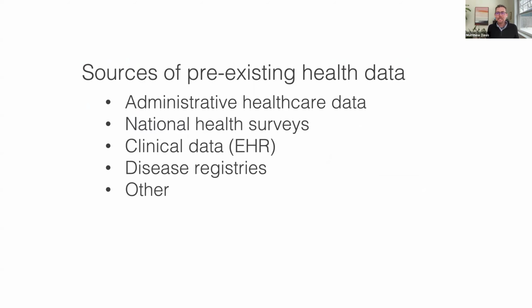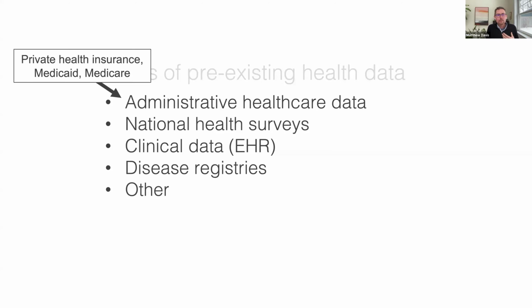So when I talk about pre-existing sources of health data, what specifically am I referring to? These are the broad buckets that I like to use when I teach this to graduate students. We have administrative healthcare data, national health surveys, clinical data repositories, disease registries, and some other sources as well. Administrative healthcare data are things like private health insurance, Medicare, and Medicaid data. These are often more expensive and harder to get, but here at the University of Michigan, we do have some access, and sometimes you can jump onto another project that already has the data and repurpose it or reuse it, but it does take some cost and labor.